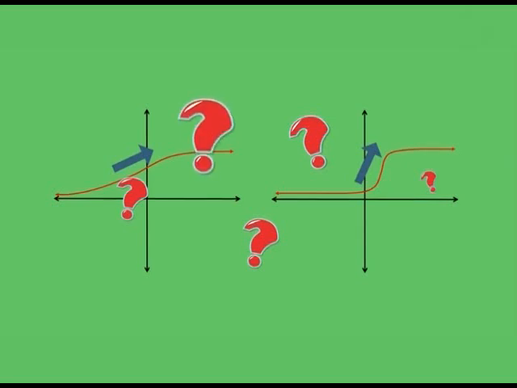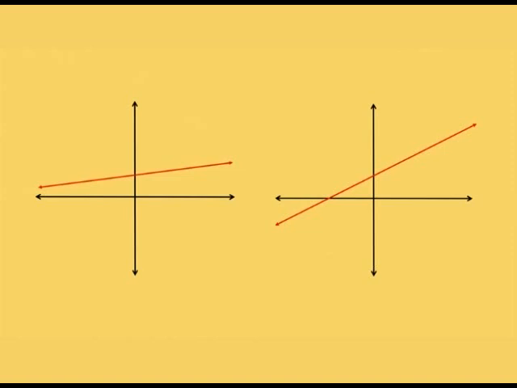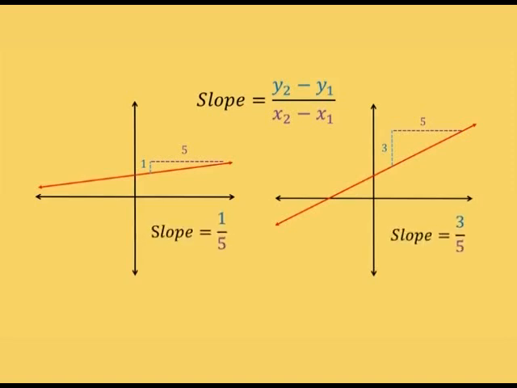If these two functions were straight lines, it would be a lot easier. When working with lines, we can use slope or gradient to describe how quickly a line is increasing or decreasing. By taking change in y divided by change in x, we can describe the increase by giving these ratios of numbers. So the graph on the right is increasing more because it has a larger slope.